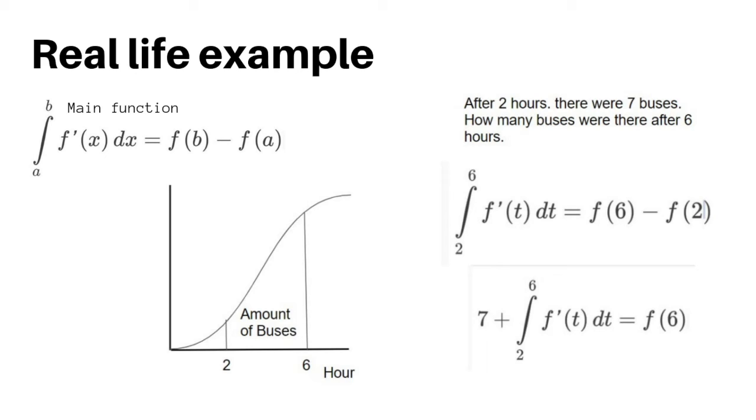Here's an example of real life. We have a table with the x-axis being time and the y-axis the amount of buses. Here's a function that represents the rate of change. After being given this piece of information, we can conclude that f(2) is equal to 7. When we add up all the change through solving the equation, which gives us the change of the rate, which is equal to the amount of buses, we can get the answer of the total amount of buses after 6 hours.